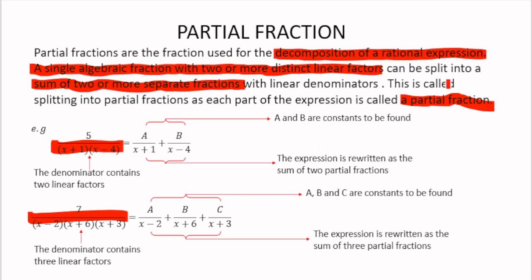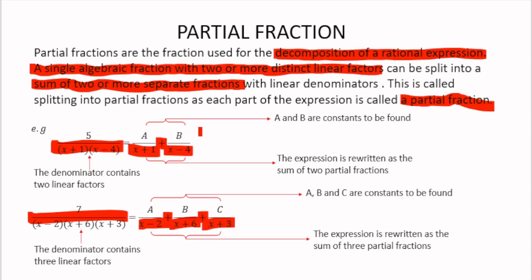Now it says it can be split into a sum of two or more separate fractions. So this is two separate fractions, and what we have below is three separate fractions. Now it says it can be split into a sum of two or more separate fractions with linear denominators. If you look at the denominators here, these are linear denominators. Linear, because we have a linear expression here. So that is why we call them linear denominators.